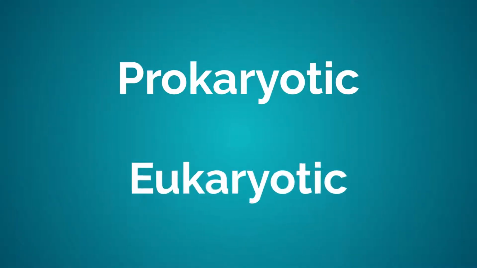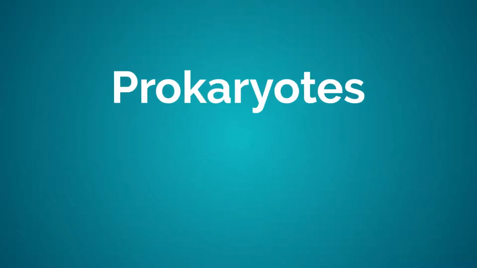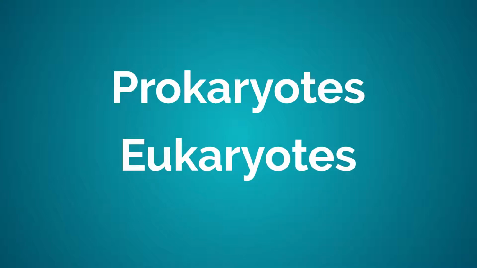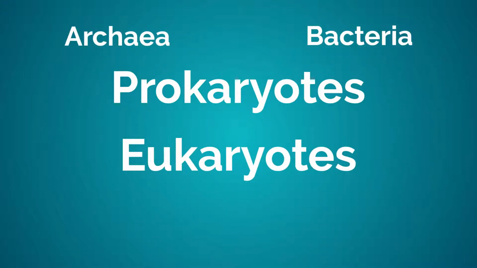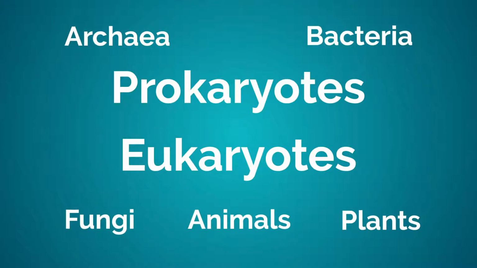In this video, we're going to have a look at the similarities and differences between prokaryotic and eukaryotic cells. All cells are either prokaryotic or eukaryotic. Organisms with prokaryotic cells are called prokaryotes, and organisms with eukaryotic cells are eukaryotes. Bacteria and archaea are prokaryotes, whereas plants, animals, fungi, and all other organisms are eukaryotes.